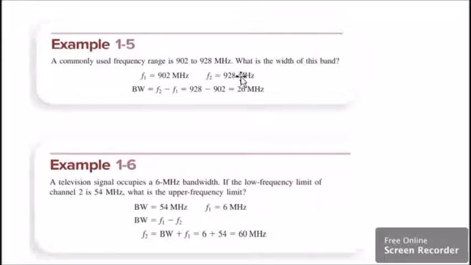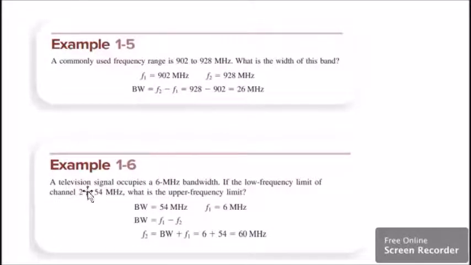So we are given F1 and F2, and we already have the formula wherein bandwidth is equal to F2, or the higher frequency limit, minus F1, or the lower frequency limit. So simply substitute the given. So you have 928 minus 902, which is equal to 26 megahertz. So thus, over this frequency range, that gives us a 26 megahertz bandwidth, right?